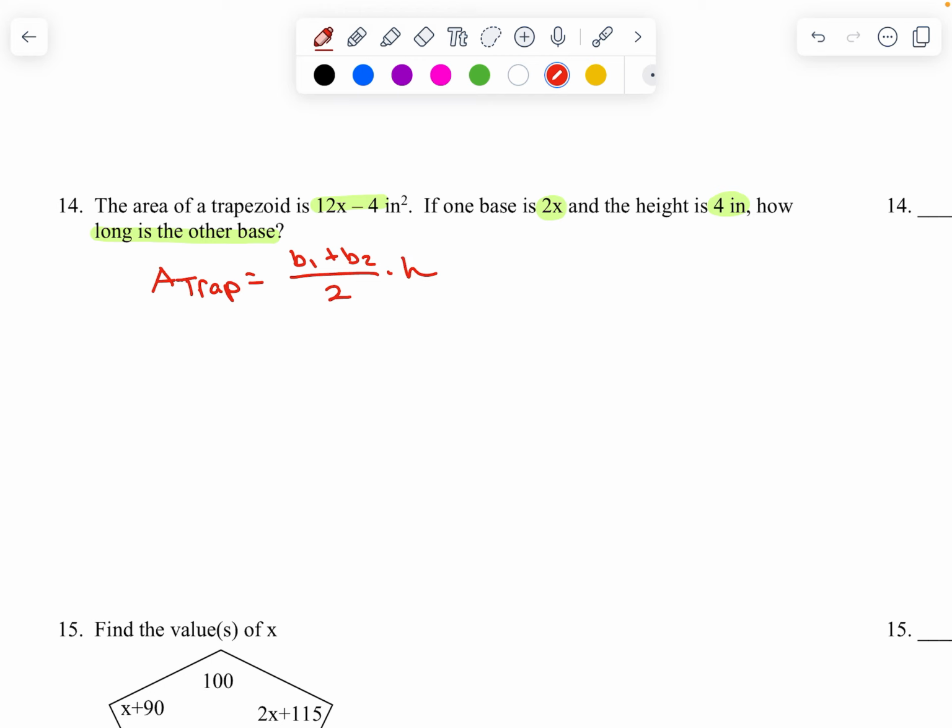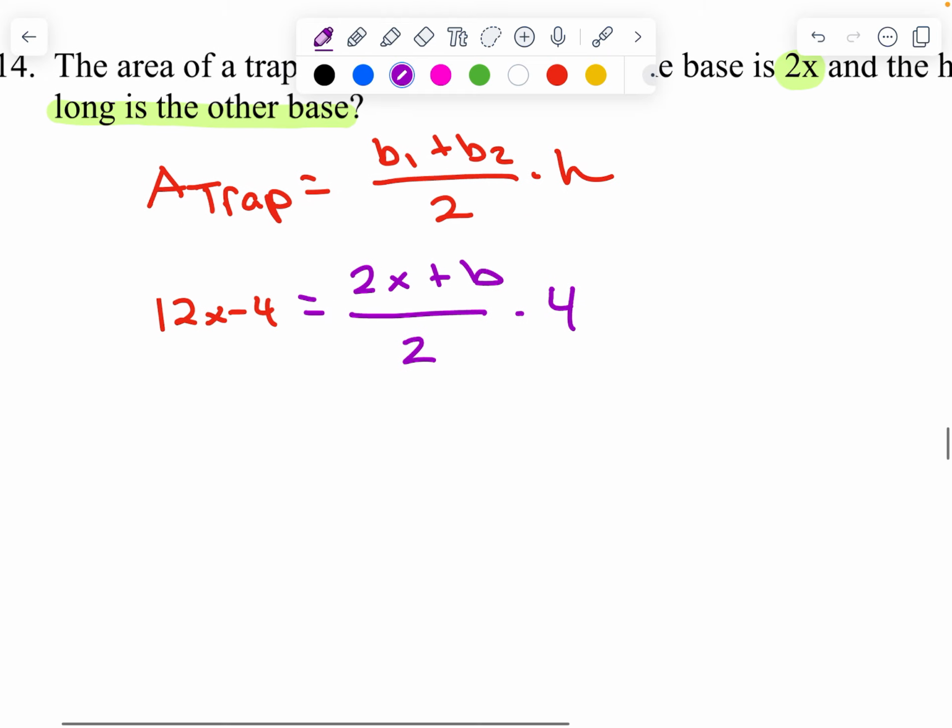Well, they gave me my area. My area was 12x minus 4. They gave me one of my bases. My base is 2x. Let's call base 2 b. And then they gave me my height. My height is 4. So, okay, this looks a little odd, right?